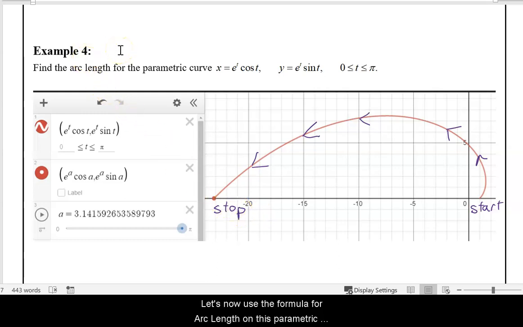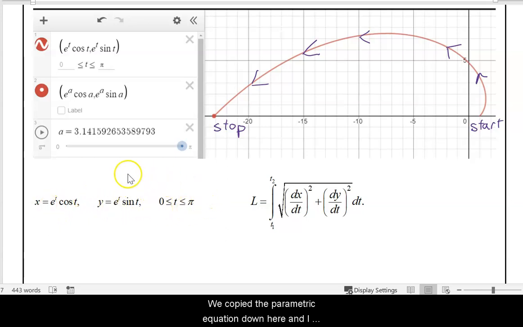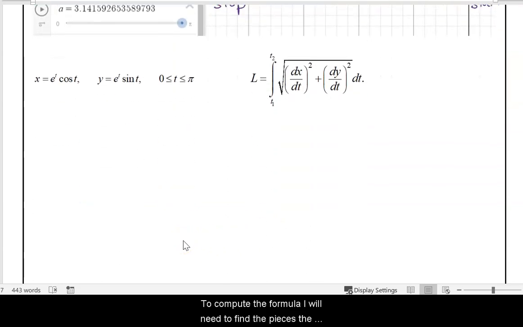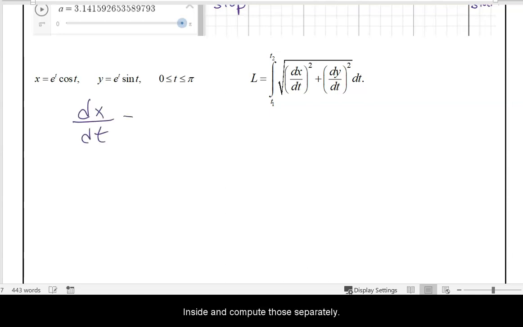Let's now use the formula for arc length on this parametric curve to find out how long that arc length is. I've recopied the parametric equation down here, and I've written the equation for the arc length now in terms of T1 and T2, the low and the high value for the parameter, assuming that it's being traced no more than once and always in increasing direction. Now when we're looking at this, how can I apply the formula? To compute the formula, I will need to find the pieces dx dt and dy dt. First, I'll go to the side and compute those separately.